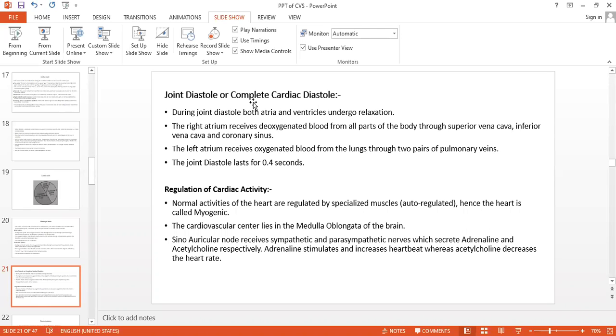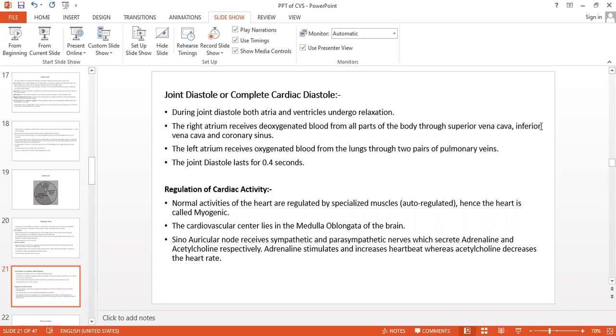At that time, the atria receive the blood. The right atrium receives deoxygenated blood from all parts of the body through the superior vena cava, inferior vena cava, and coronary sinus. We will discuss the coronary sinus in detail in the coronary circulation. Meanwhile, keep it in your mind like this. Coronary sinus means deoxygenated blood from where?